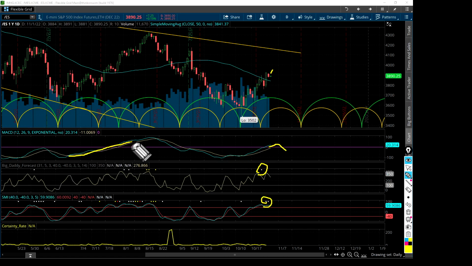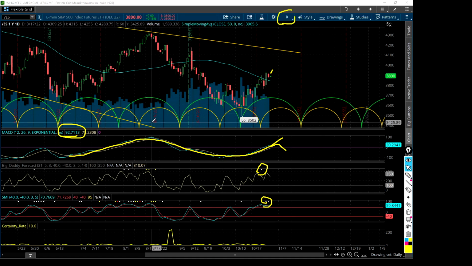I just think this is going to come up a little bit higher. We're going to get up into here somewhere. What's the MACD right now? The MACD is at 20, guys. This number on the daily chart. If we look back over here, when the MACD hit its peak, it was at 92. So I think there's more in this.